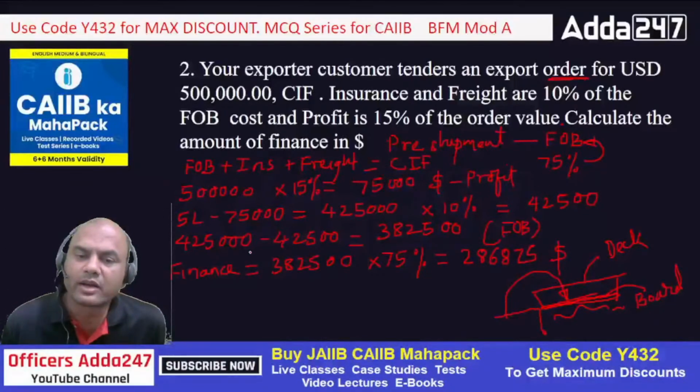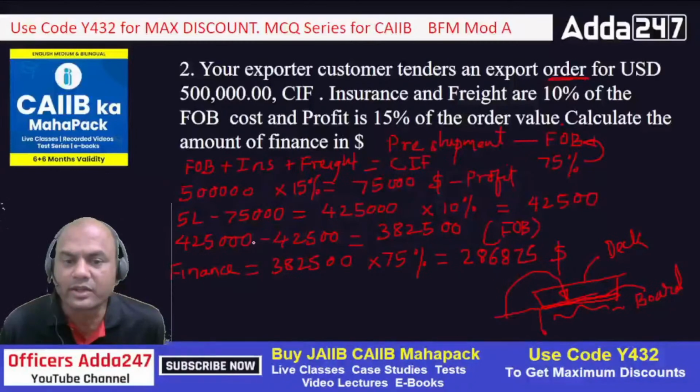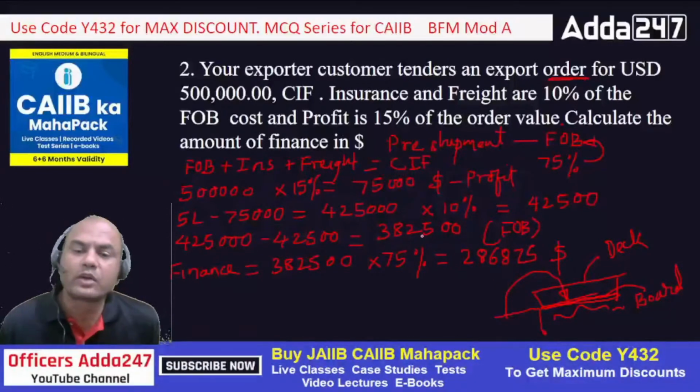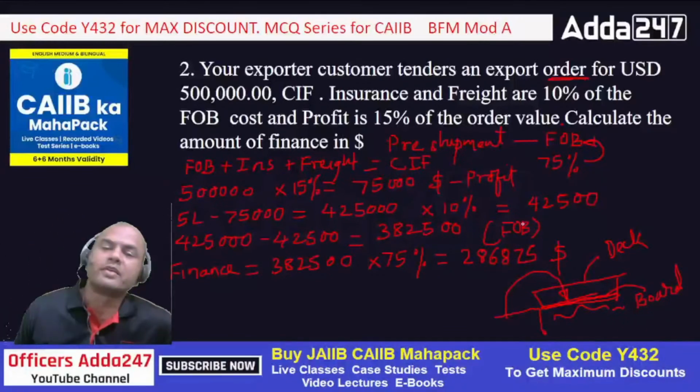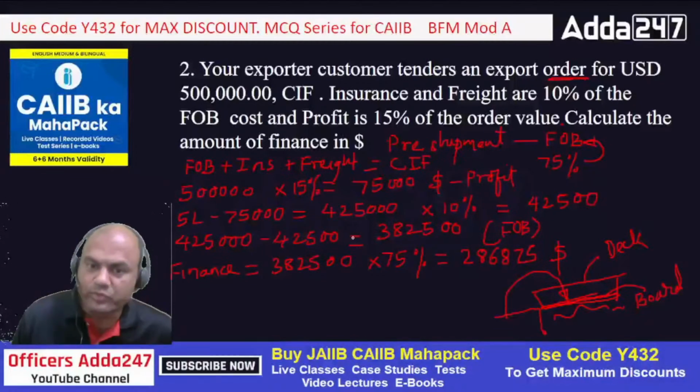4,25,000 minus 42,500. You will get this as 382. No, why should I tell? You tell me. Are you getting this answer? 4,25,000 minus 42,500. Are you getting the answer as 3,82,500? This is my FOB value, isn't it? This is my FOB value.